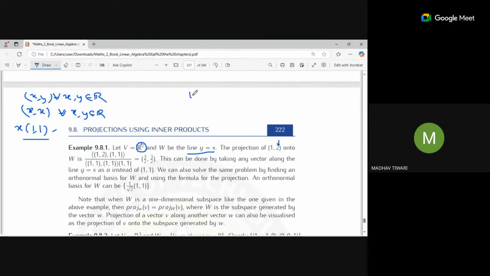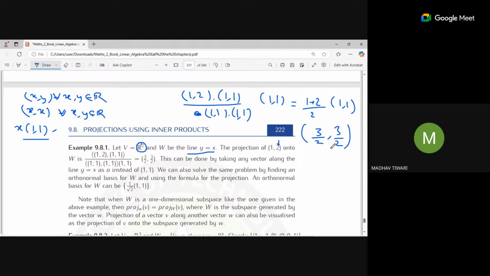So I can say that the dot product of (1, 2) with (1, 1), divided by the dot product of (1, 1) with (1, 1), times (1, 1). Here it is. You can see that the first dot product will be 1 plus 2, divided by the second dot product, which will be 2, times (1, 1). So it will come to (3/2, 3/2). So this will be my projection.